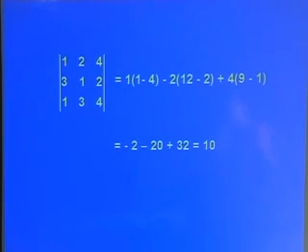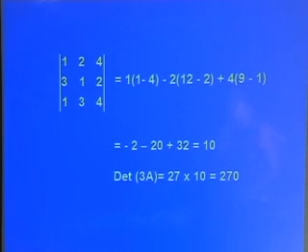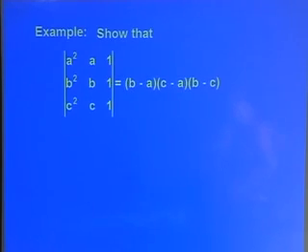Finally, the determinant of 3A is 3 into 3 because A is a 3 by 3 matrix. So, the determinant of A is known, and since I am multiplying 3A, it means I am multiplying each and every row by 3. So, it is 3 raised to power 3, that is 27 into 10. So, determinant of 3A comes out to be 270.